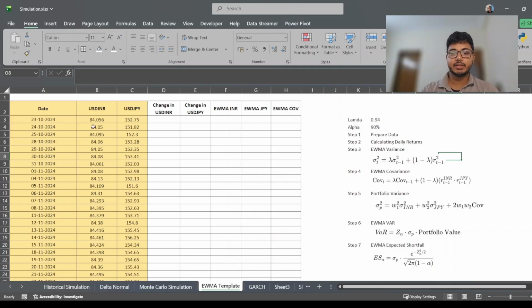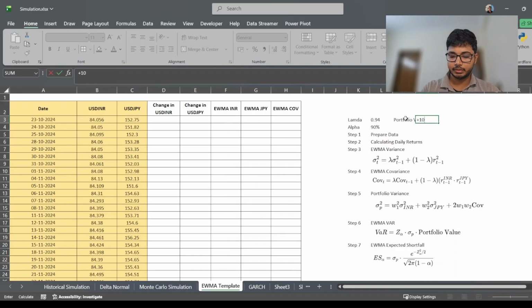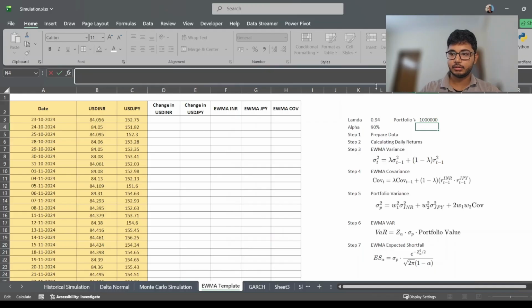First, step one, we need to prepare the data, and I have already prepared the data. The data is the last 1 year of daily closing rates of dollar INR and dollar JPY. I'll also write down the portfolio parameters. Portfolio value is equal to USD 1 million.